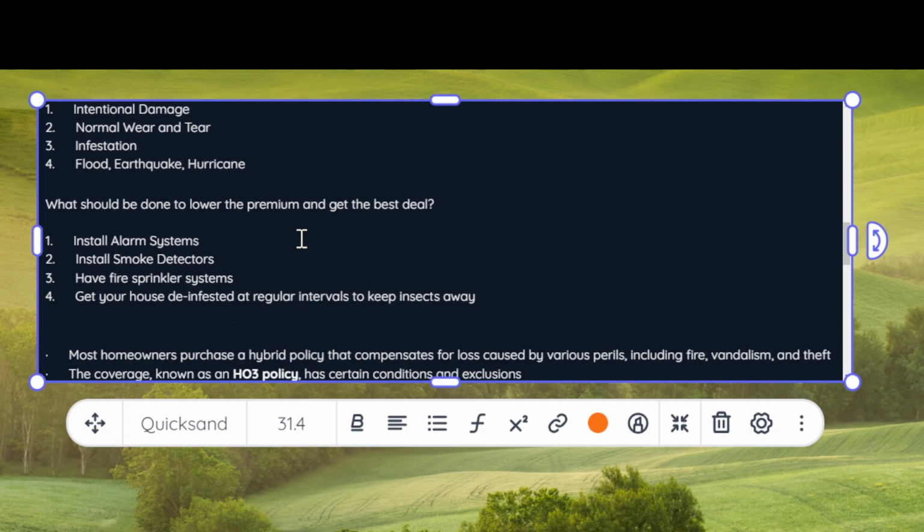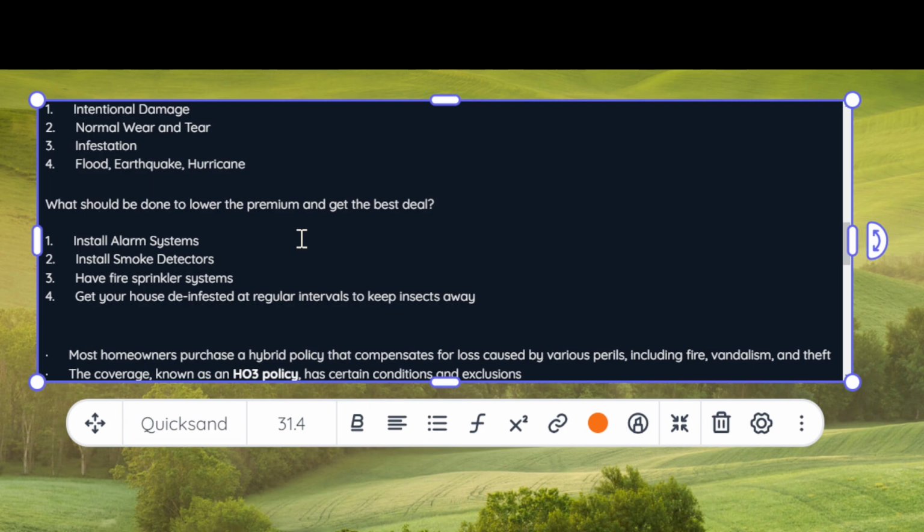Now we will come to a few tips and tricks, right? What all things you can do to lower the premium of your homeowners insurance. You can always install alarm systems so that you are alerted well ahead of time before any incident happens or before any incident takes a very serious turn. You can install smoke detectors so that you can easily tell if a fire is coming, and then you can take appropriate action ahead of time.